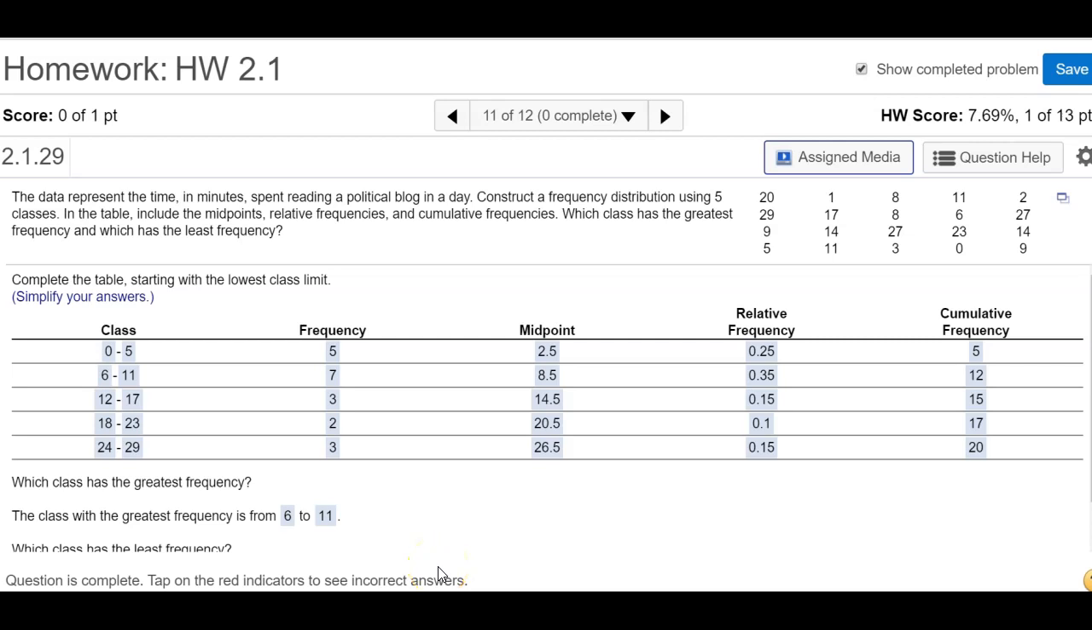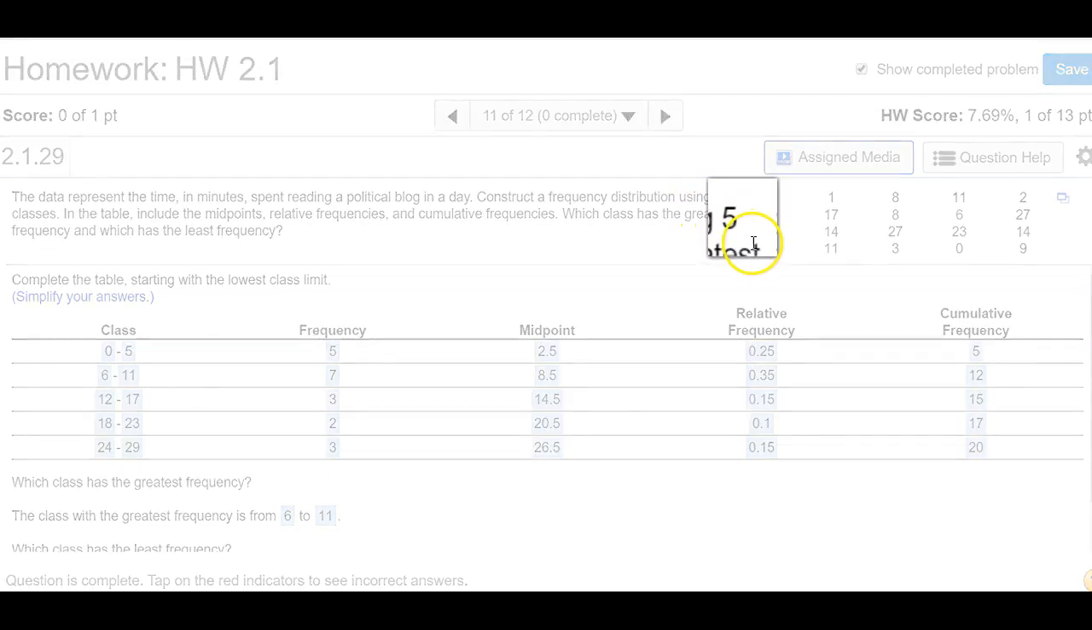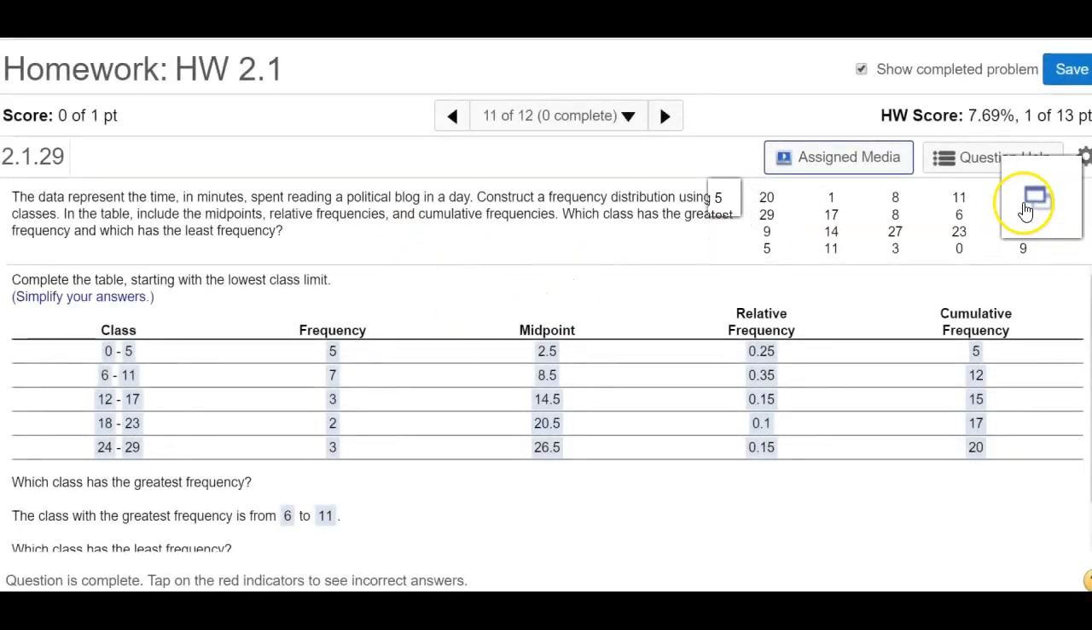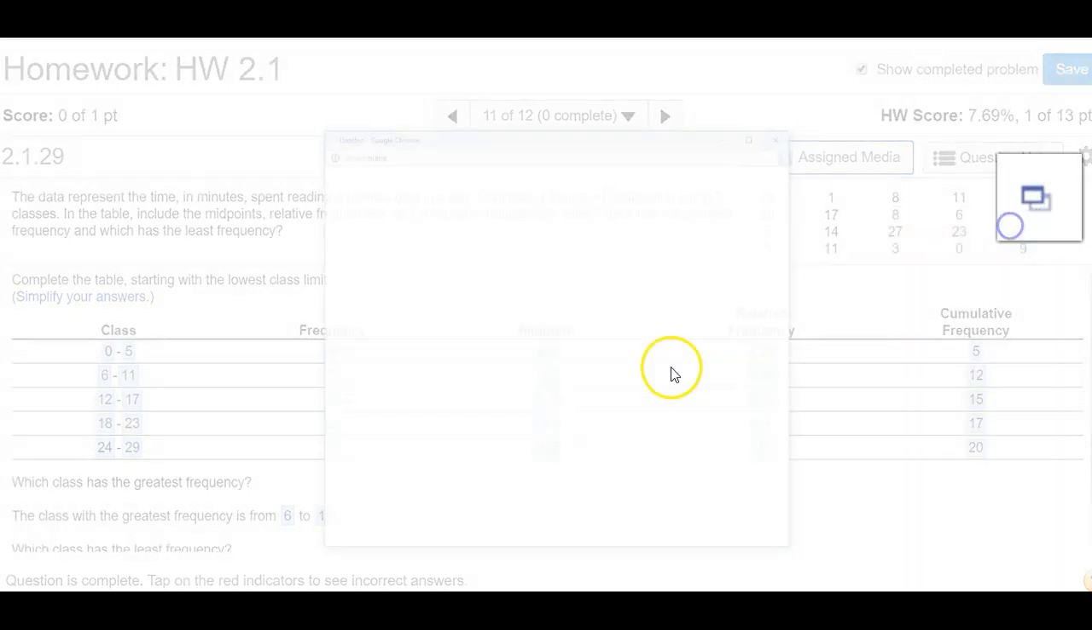Today we're going to be talking about how to construct a frequency distribution using StatCrunch. The first step would be investing some time in reading the problem. In this case, they have given me raw data and they want me to construct a frequency distribution using 5 classes, which is very, very important to know. The classes will always be given to you. Once I know that, I will go ahead and open my StatCrunch.